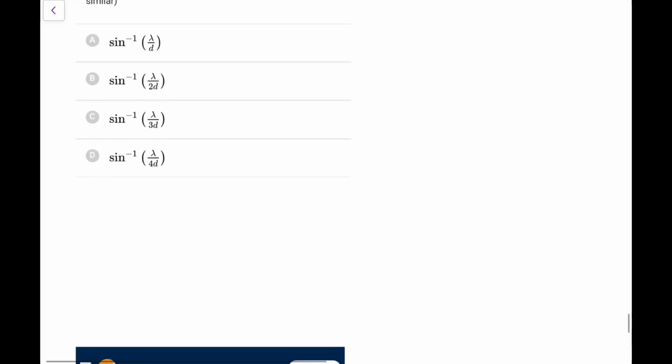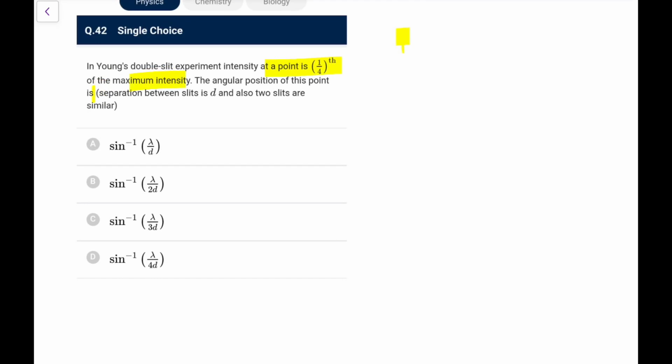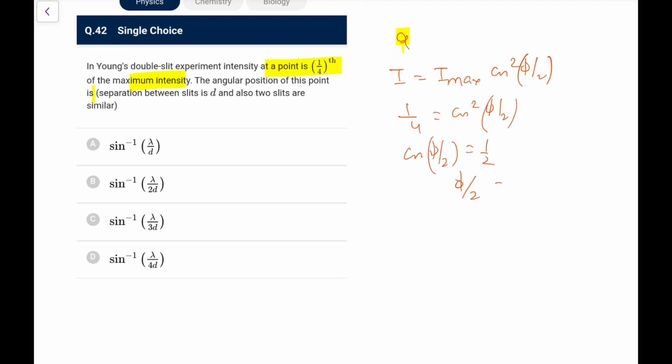Now the 42nd question. In Young's double slit experiment, the intensity at a point is 1/4 of the maximum intensity. The angular position of this point is? So at any point, I write I as I max cos square phi by 2. So 1/4 is equal to cos square phi by 2, so cos phi by 2 is equal to half. So phi by 2 is equal to 60 degree, so phi would be equal to 120 degree.